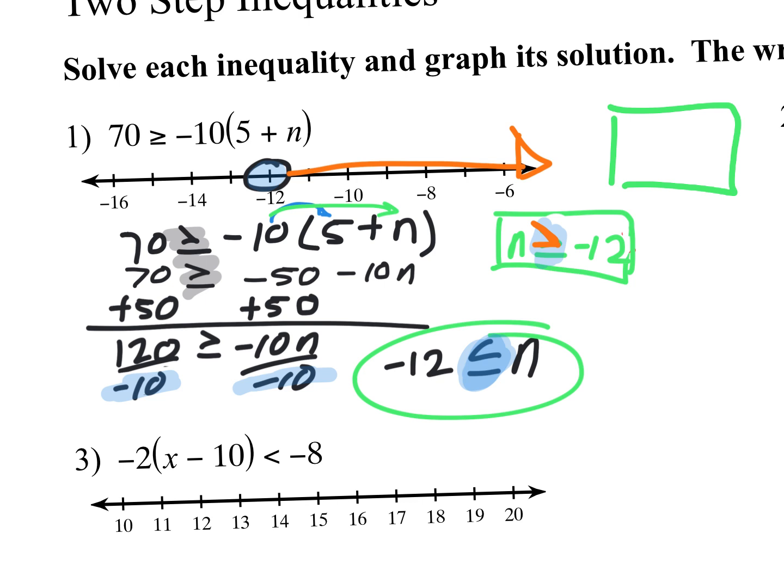Negative 12. Am I going to do my negative 12 with a parenthesis or a bracket? Why am I going to do it with a bracket? Because it's equal to. What else is going to be the right-hand side of my interval notation? Infinity. And what kind of bracket am I going to put around infinity? Parenthesis, because you never do a hard bracket around infinity. It is not an exact value.